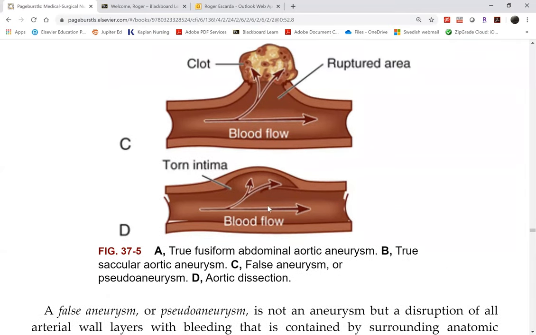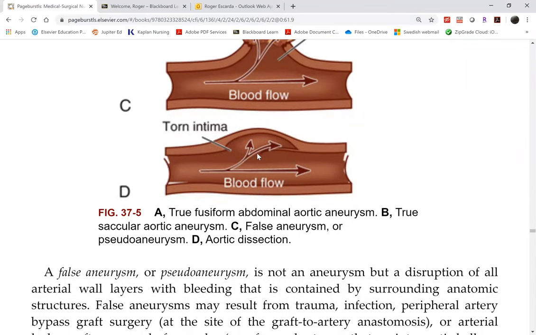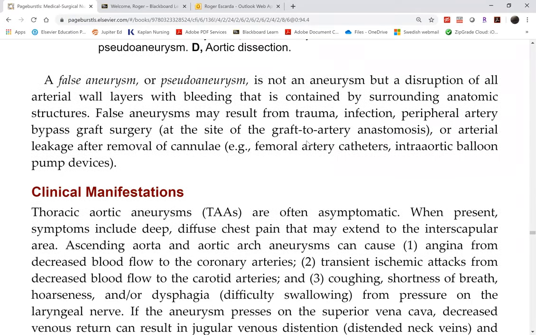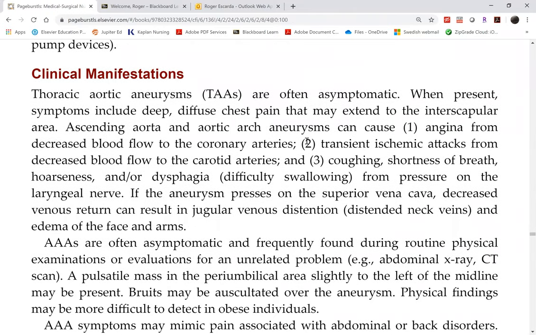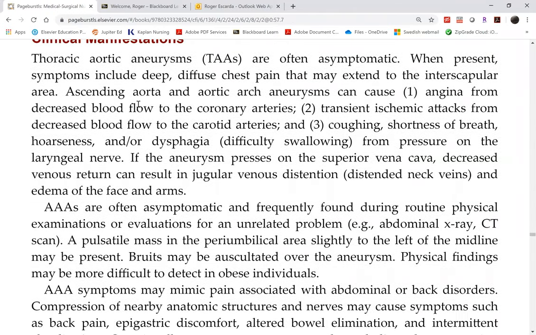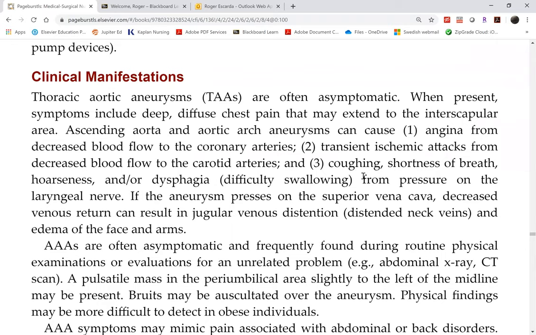So this is obviously an emergency, because if this happens on an aorta, just imagine how much blood loss the patient will have. They can go into shock in a few minutes. Same thing also with ruptured thoracic aneurysms.